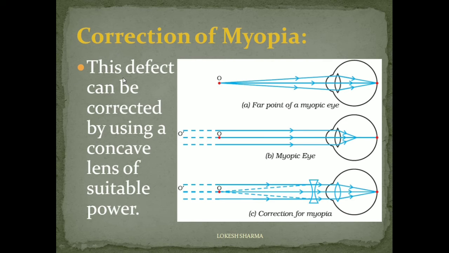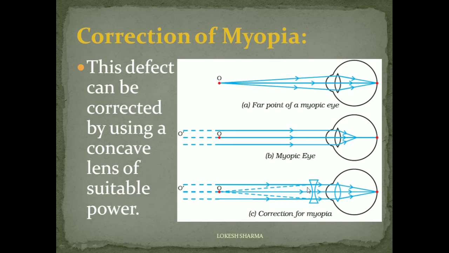Correction of myopia. This defect can be corrected by using a concave lens of suitable power. In a myopic eye, the far point comes nearer to the eye. Now O is the far point of the myopic eye. When an object is placed at this point, the image is formed on the retina and we can see it clearly. But when an object is placed farther than point O, the image is formed before the retina and we are not able to see the image clearly.